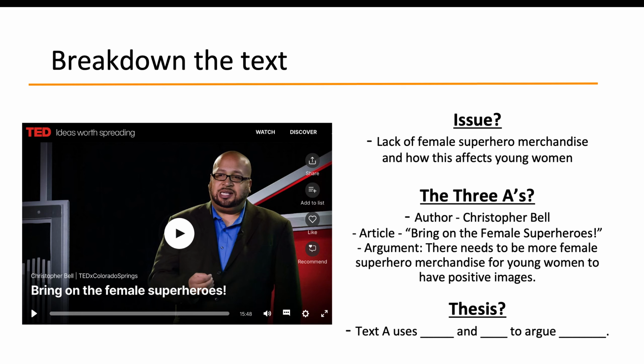The 3 A's, quite simple to figure out. Just list out the information we need. The author is Christopher Bell. The article or the text, right, is called Bring On the Female Superheroes. And then the argument is what Christopher Bell says: there needs to be more female superhero merchandise for young women to have positive images. So this is something that he states, right? We can extract that and just put it out there.